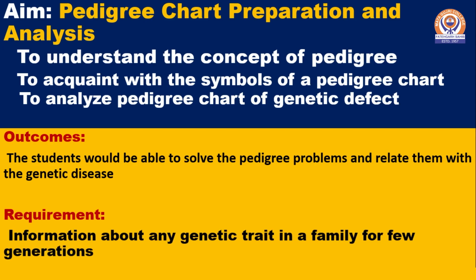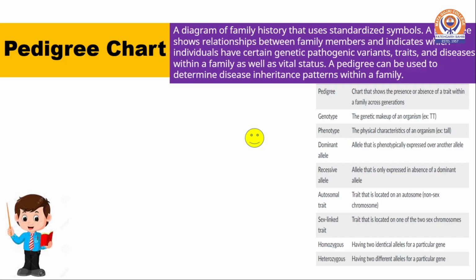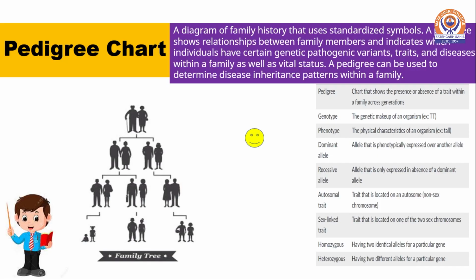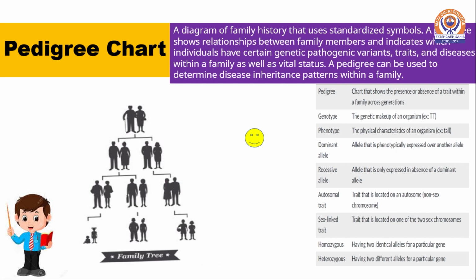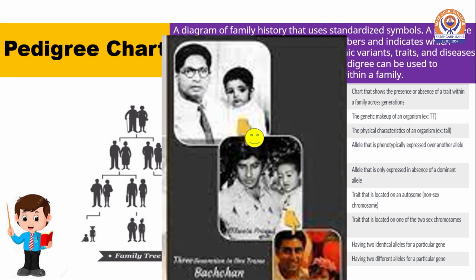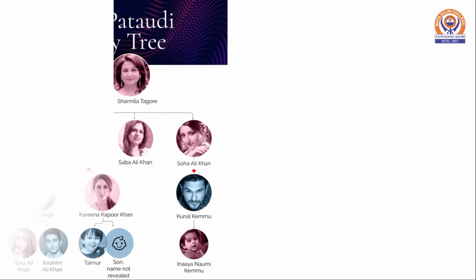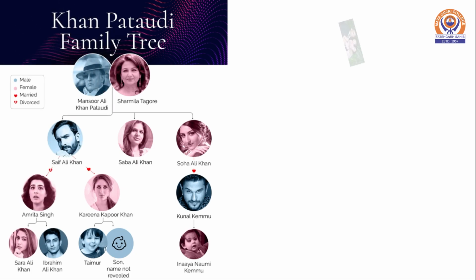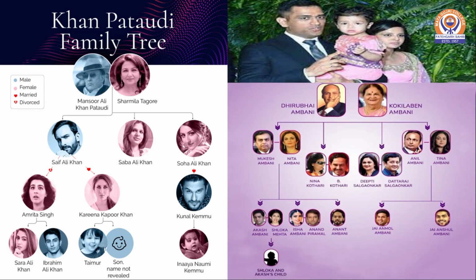So what would be the requirement of this practical? Information about any genetic trait in a family for at least few generations. Now let us take up an example to understand the concept. A pedigree is a visual chart that depicts a family history or transmission of a specific trait. This can be interesting to view and can be an important tool in determining the pattern of inheritance of some specific traits in some royal families.